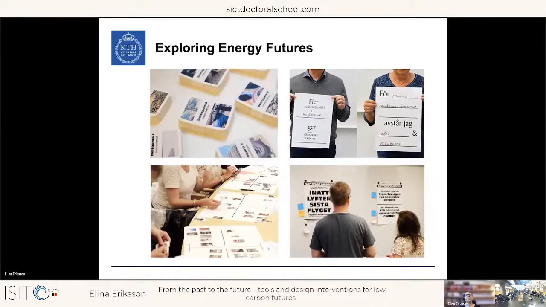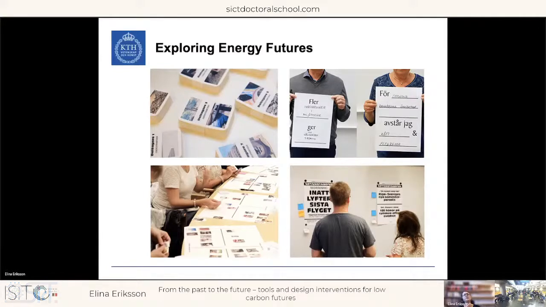So one of the ways we tried to gather data to do this publication was to have workshops with people. And it's pretty hard to imagine futures. So you need to have some tools to make people explore futures. So that's what we did in this workshop.